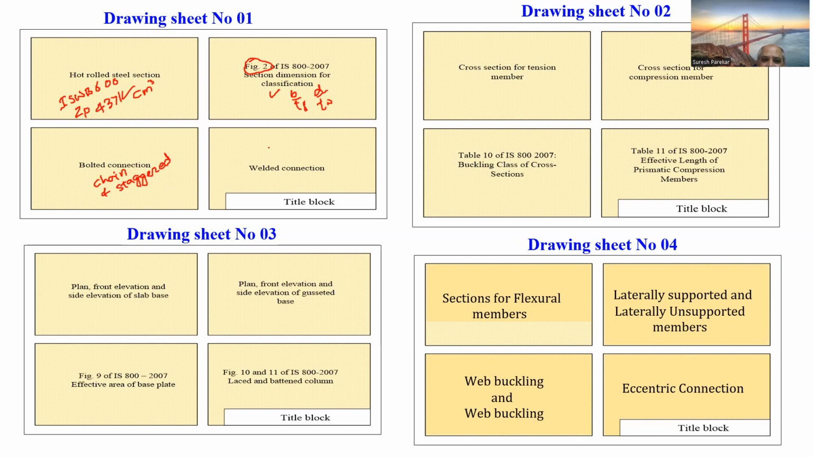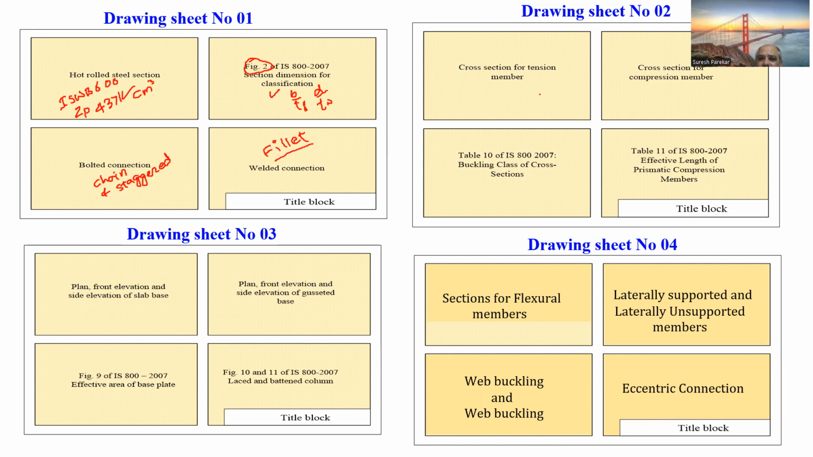Then we have welded section, and mainly we are going to use fillet weld. So we have different types of weld. We have V, double V, J, double J, U, double U, bevel, double bevel. So we have different types of welded connection, but we are mainly interested in fillet welded connection.